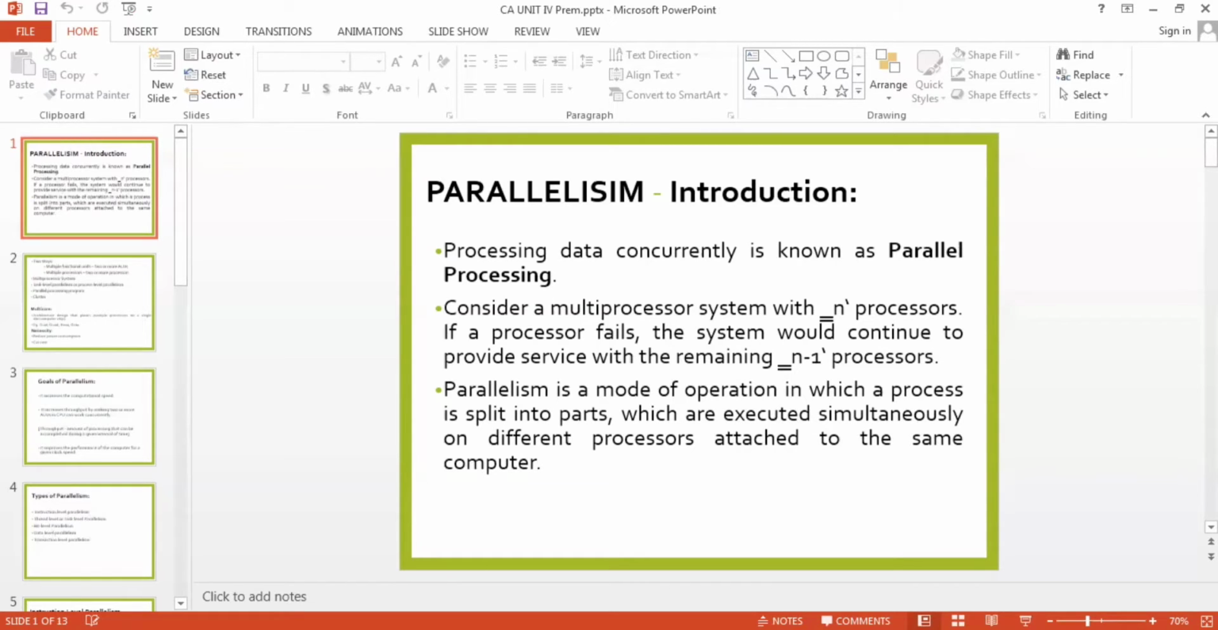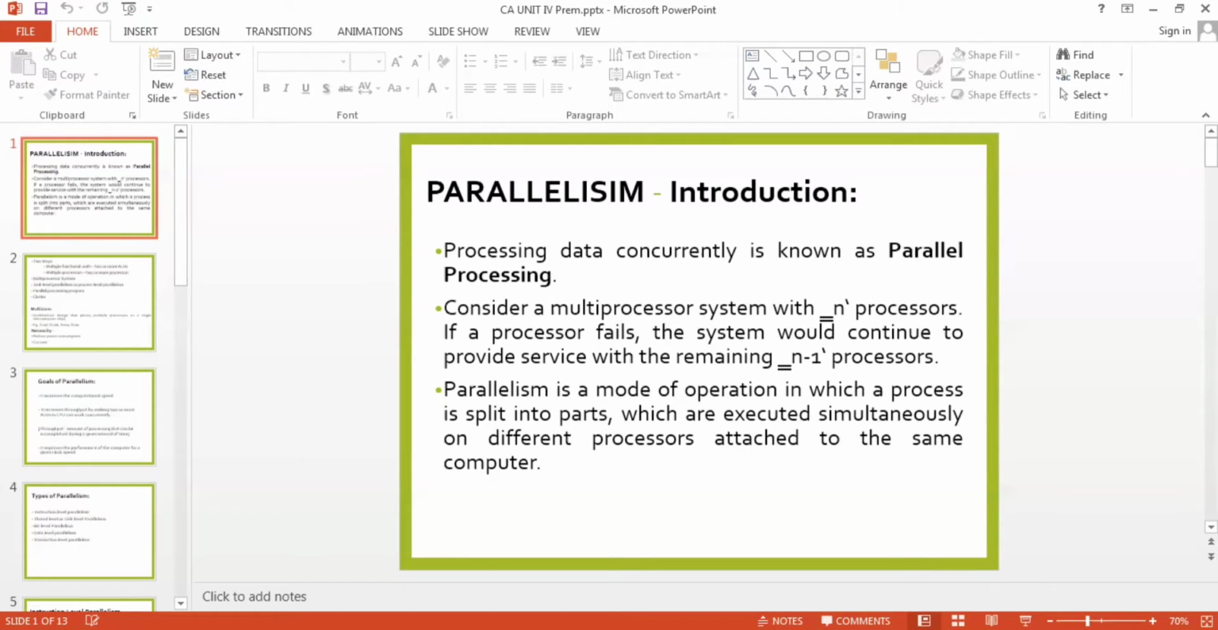The parallelism mode of operation can split the whole instruction or whole program into subparts. Each and every subpart can be executed in a different processor. Finally they are combined, and we get a single output. Whenever we execute the program as a single representation, we can continue the process with the help of multiprocessor systems.